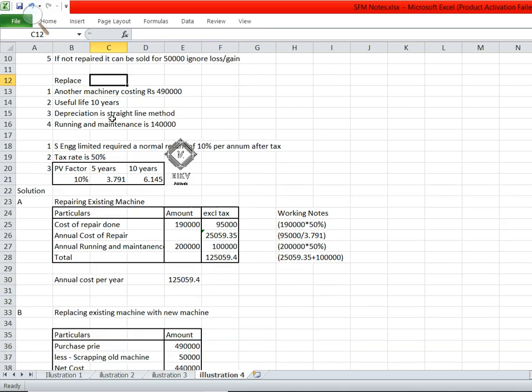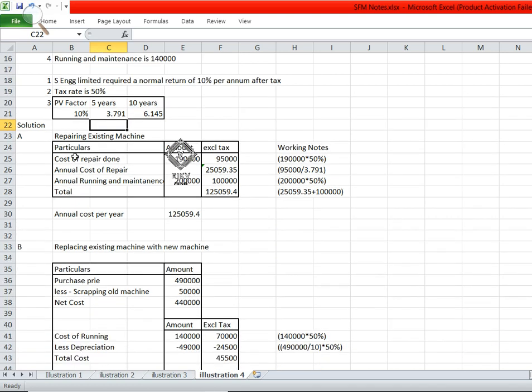So the details of the second machinery are: the price of the machinery is 4,90,000. Useful life is 10 years. Depreciation is under the straight line method. Running and maintenance cost of the machinery is rupees 1,40,000. Okay, S Engineering Limited requires a normal return of 10% per annum. The tax rate is 15%. PV factor at 10%: the 5-year PV factor is 3.791 and for 10 years it is 6.145.